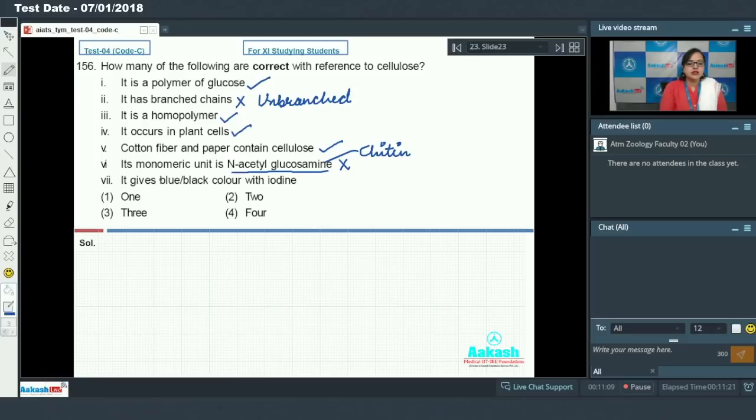Then there is 7th statement. It gives blue-black color with iodine. This statement is incorrect regarding cellulose because it lacks complex helices. It lacks complex helices which can hold iodine molecule. That's why it gives negative iodine test. Blue-black color with iodine is produced by starch molecule, not by cellulose. So among statements, 4 statements are correct regarding cellulose, making option 4 as the answer for our question.